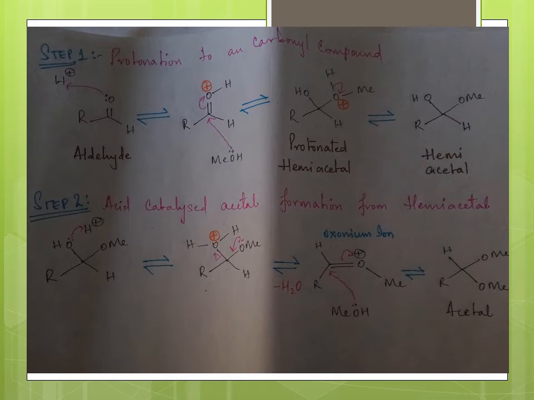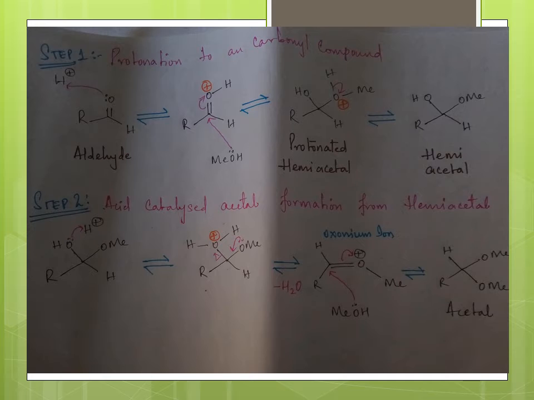So you are deprotonating it from the methanol group which is attached to the carbon atom. Once you deprotonate it, neutralizing the positive charge on the oxygen atom, you will get the hemiacetal. Moving on to the second step, that is the formation of an acetal through the hemiacetal.